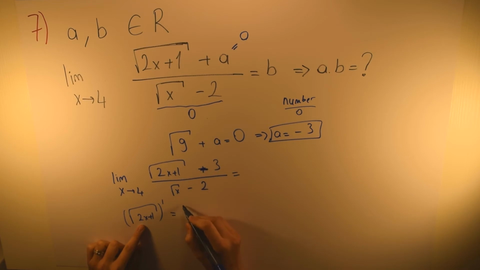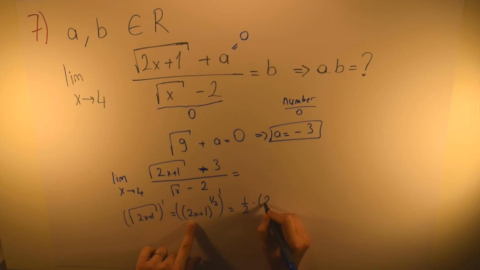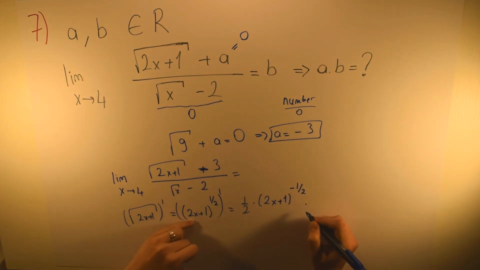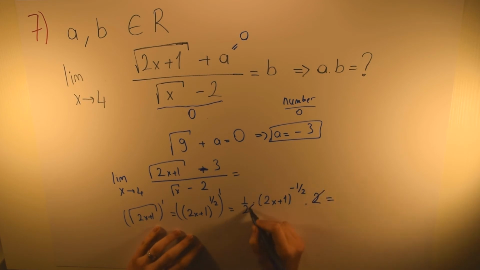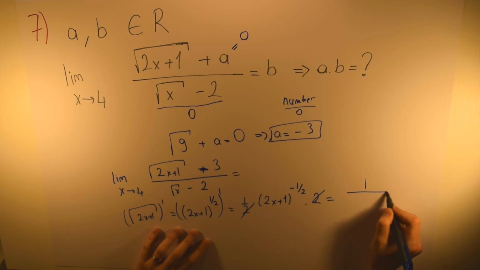I can write this as 2x plus 1 to the power of 1 over 2, right? So its derivative is equal to 1 over 2 times, I will put this 1 over 2 in front of this parenthesis, and then after that it is 2x plus 1 to the power of 1 over 2 minus 1, which is minus 1 over 2, times the derivative of the inside of the parenthesis, which is equal to 2, okay? So these two cancel out each other, and from here we will have 2x plus 1 to the power of minus 1 over 2. I can also write this as 1 over square root of 2x plus 1.